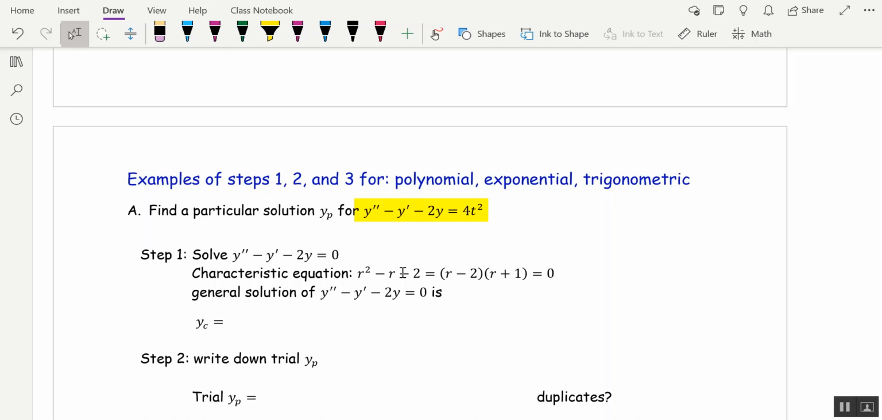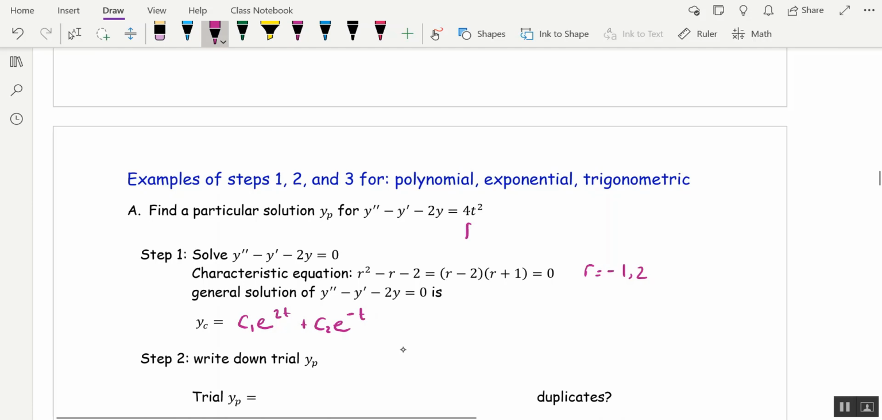We start by finding y_c. So we're going to solve the associated homogeneous DE. I wrote down the characteristic equation, I factored it, I saw the roots were r equals -1 and 2, and so my y_c is going to be c1 e to the 2t plus c2 e to the -t. The order doesn't matter.